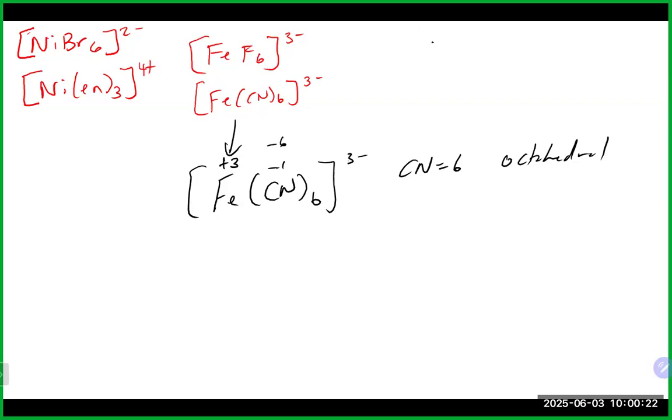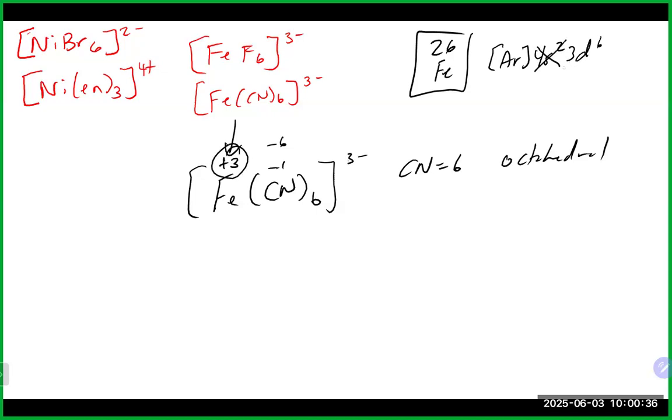Neutral iron is 26, which means neutral it has argon 4s2 3d6. In a +3 oxidation state, remember we are going to lose the s electrons first, and then take out the next electron in the d, and that will give us iron +3 with argon 3d5. So it's these 5 electrons that we're talking about in terms of the splitting that will happen.